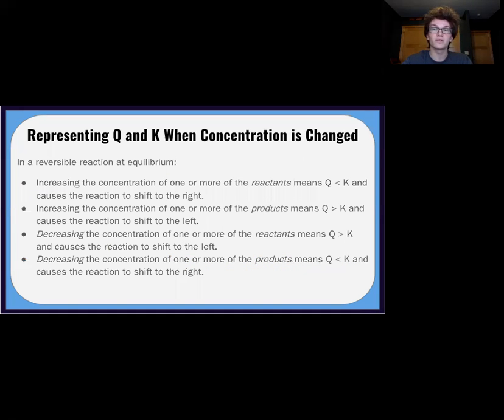From this, we can remember these rules. Increasing the concentration of one or more of the reactants means Q is less than K and causes the reaction to shift to the right. Increasing the concentration of one or more of the products means Q is greater than K and causes the reaction to shift to the left. Decreasing the concentration of one or more of the reactants means Q is greater than K and causes the reaction to shift to the left. Decreasing the concentration of one or more of the products means Q is less than K and causes the reaction to shift to the right.